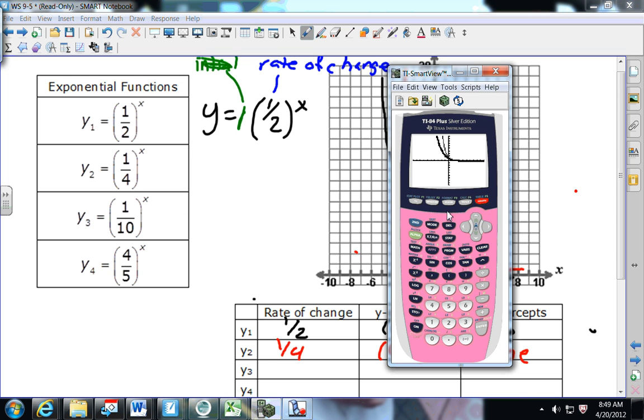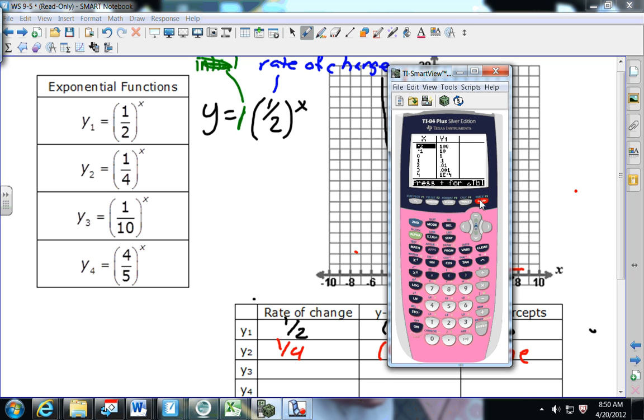If I go into the 1/10, oh, let's see. I'm going to put 1/10. Oh, did that do funny things again? Hopefully it'll work here. Ooh, what's happening to the 1/10? It's even steeper.